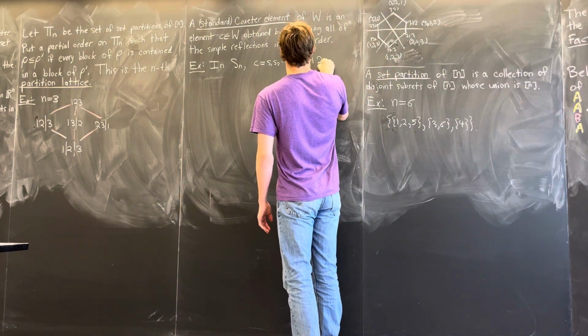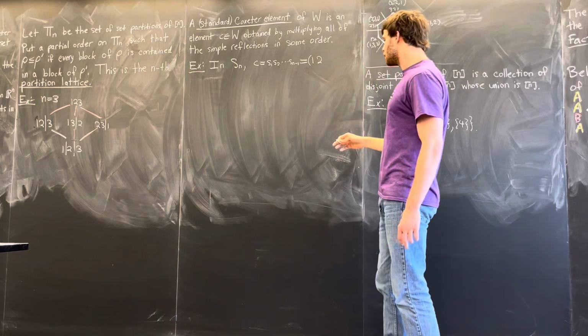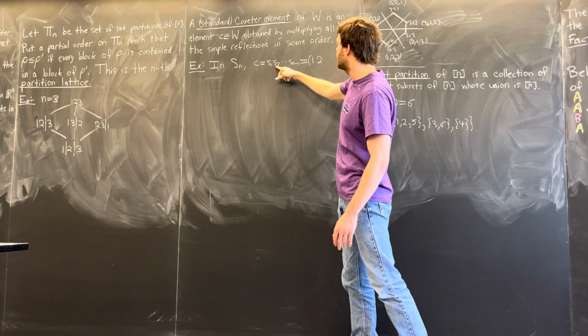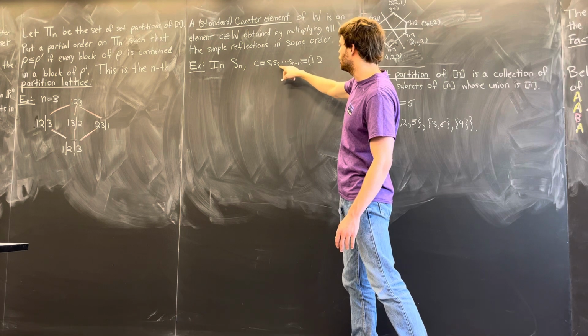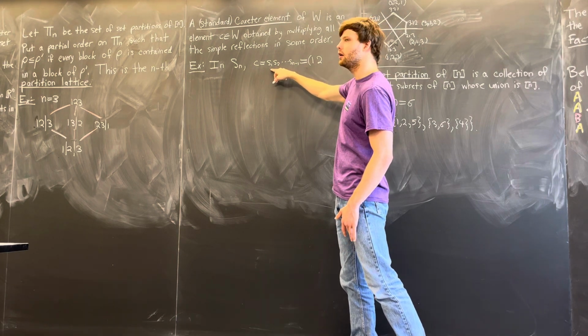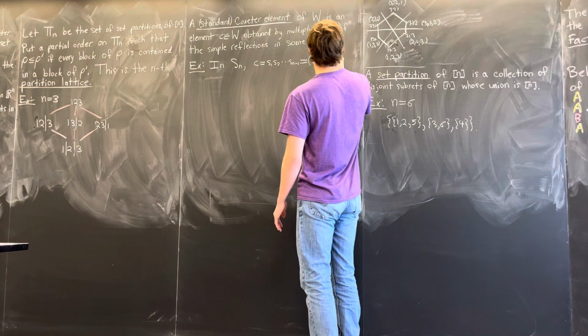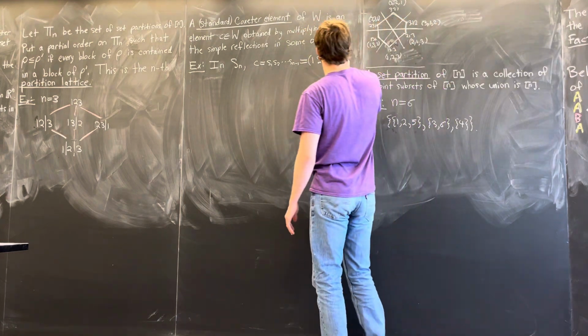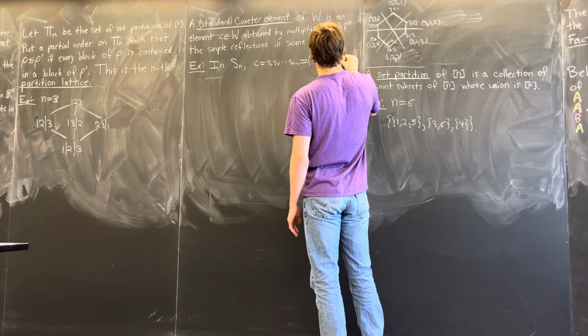So 1 gets sent to 2. And then the 2 doesn't get touched by any of these except for S2, which sends it to 3. And then S1 does not touch 3. So 2 goes to 3. And if you just keep doing this, you'll find that 3 goes to 4, and so on. And eventually this goes to n.